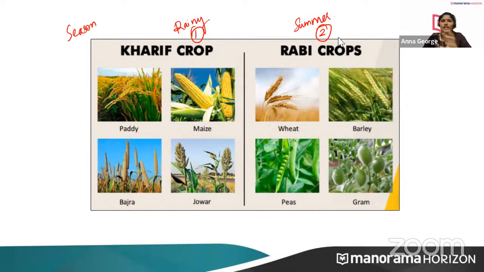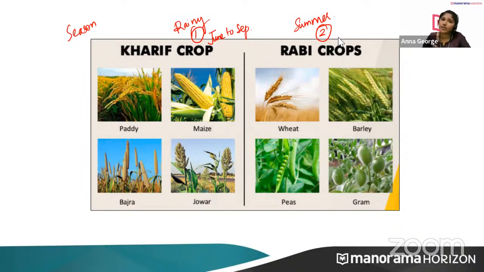And what are the months, the duration of sowing of the seeds for kharif crops? It is from June to September, because the rainy season in India is from June to September. So the kharif crops are grown from June to September.